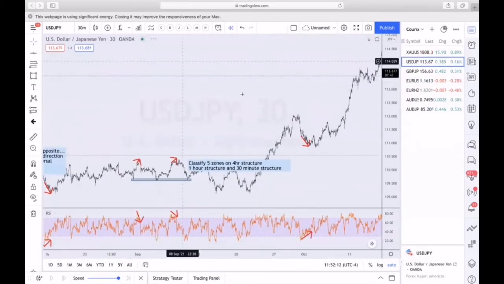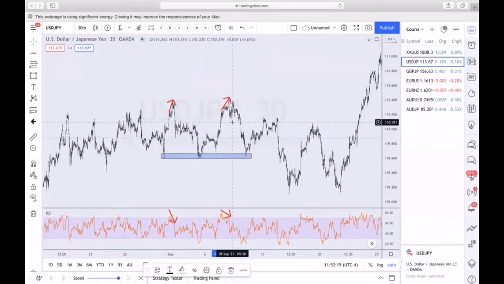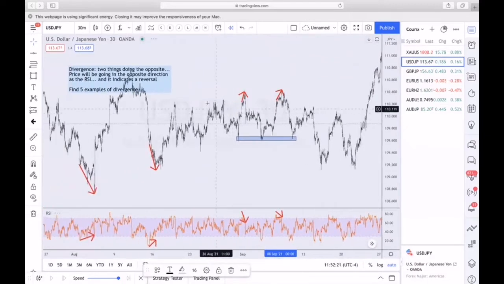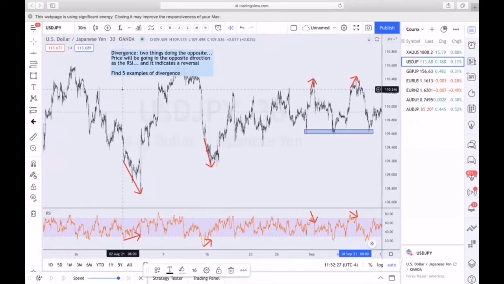So I just want to recap this actual assignment and this portion of the course. Remember, the first thing that we said we were going to do was find 5 trends on major structure, find 5 trend line breaks and retests on major structure, then identify the minor structure break and retest that happens before that major structure break and retest.